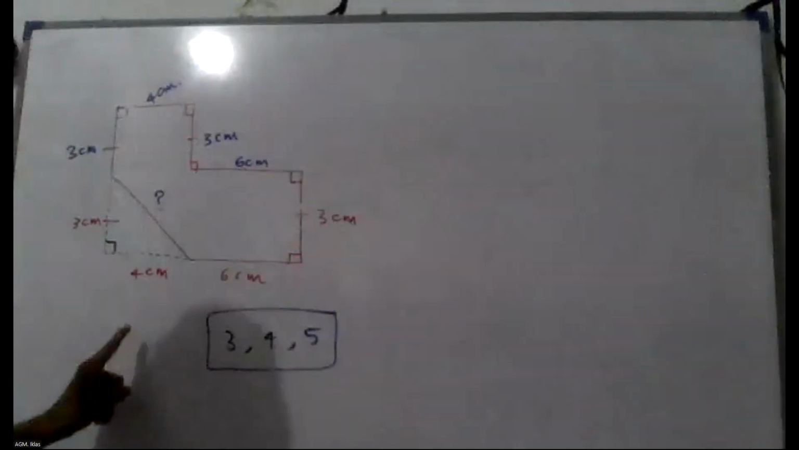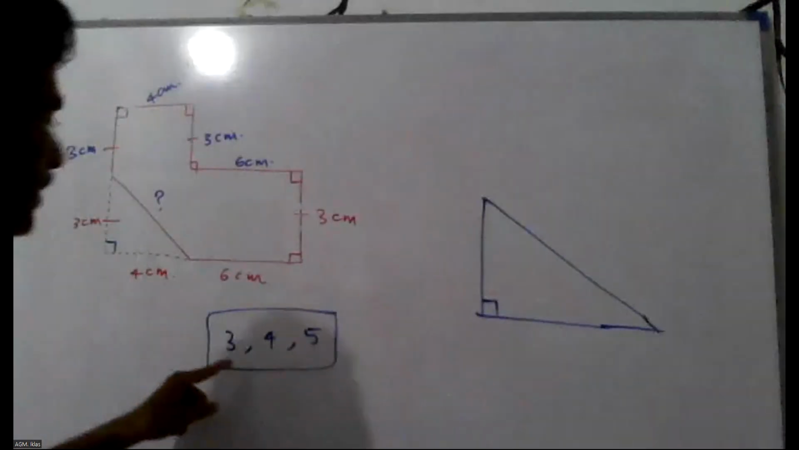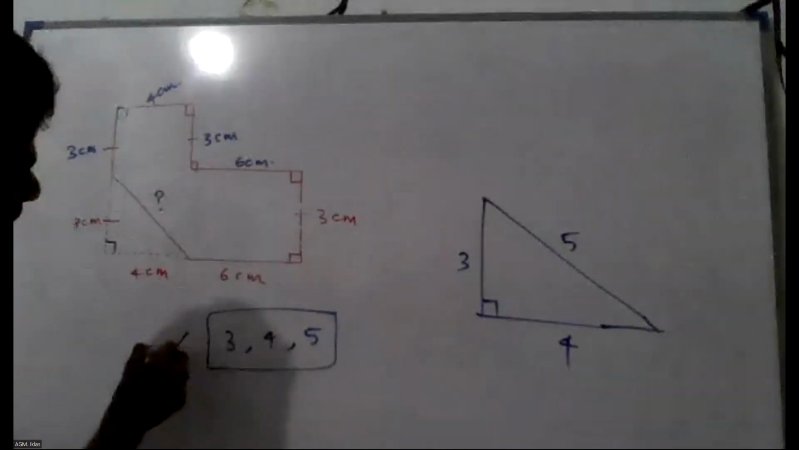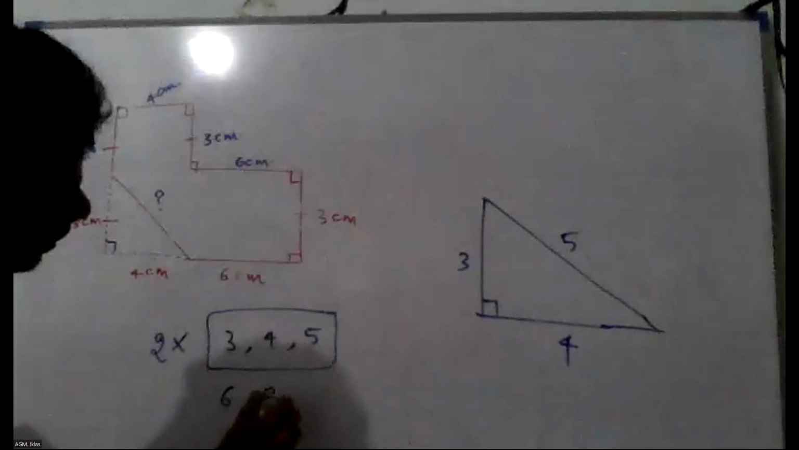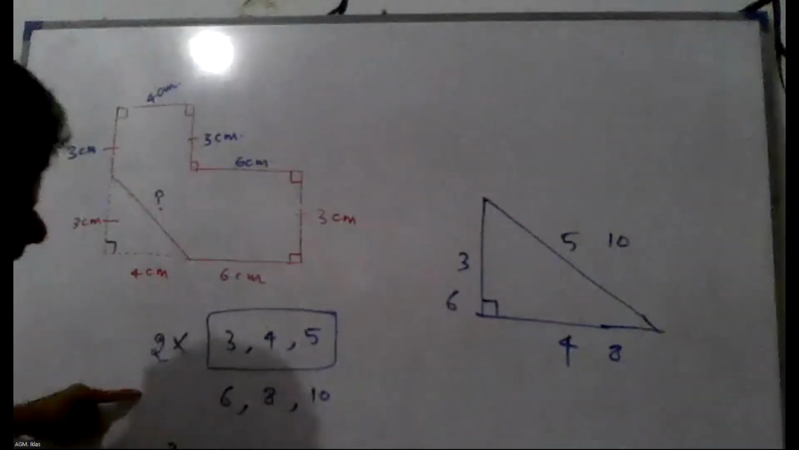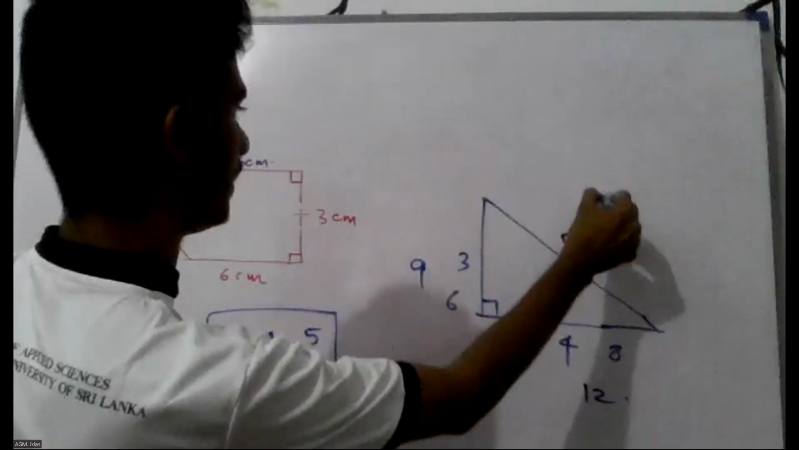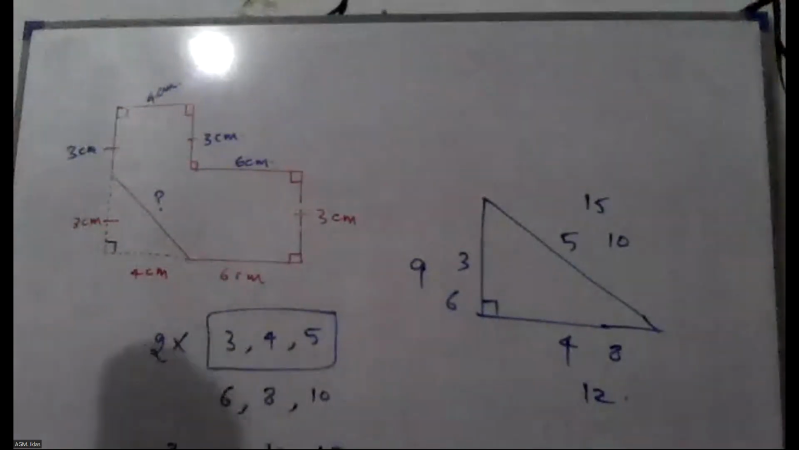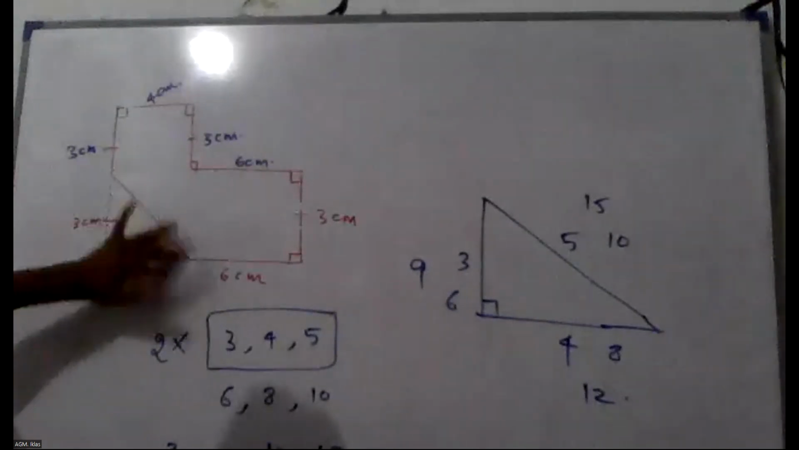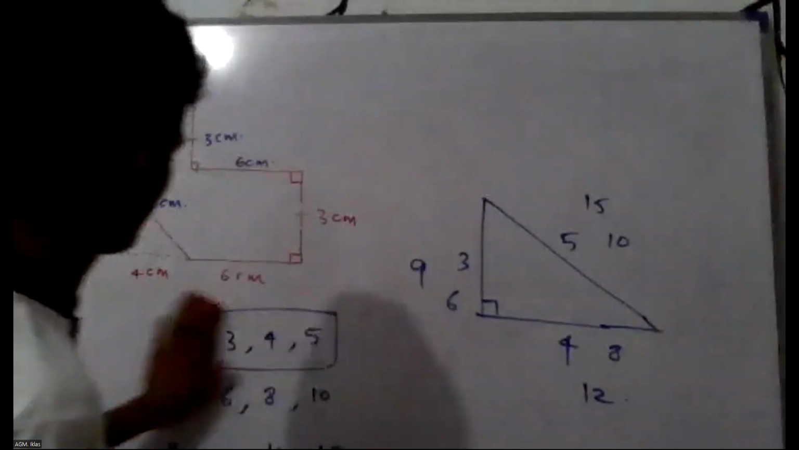You should remember this. That means if the adjacent sides of a right-angled triangle are 3 and 4, the hypotenuse will be 5. Triples mean if I multiply these values by 2, I will get 6, 8, 10. If I multiply by 3, I get 9, 12, 15. These are all triples of Pythagoras. So if this is 3 and this is 4, obviously this is 5 centimeter. We just need to add the values of each side to find the perimeter.